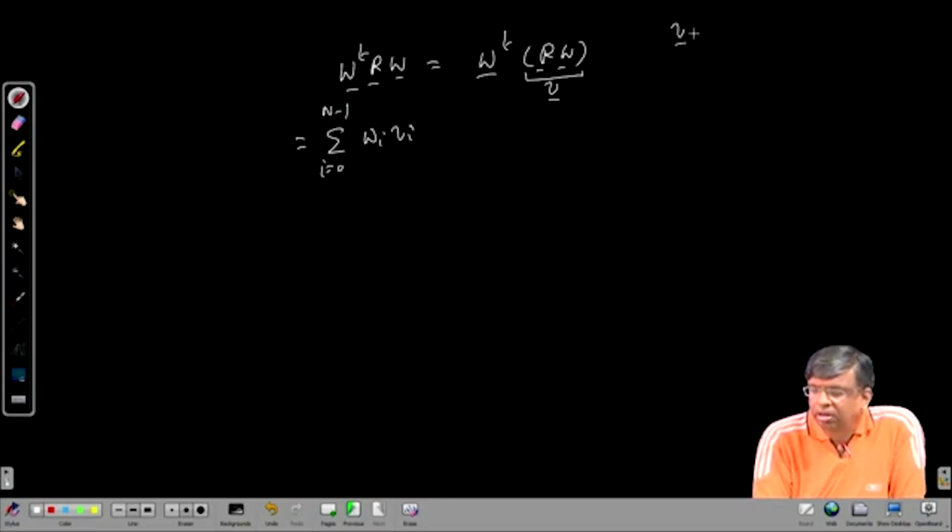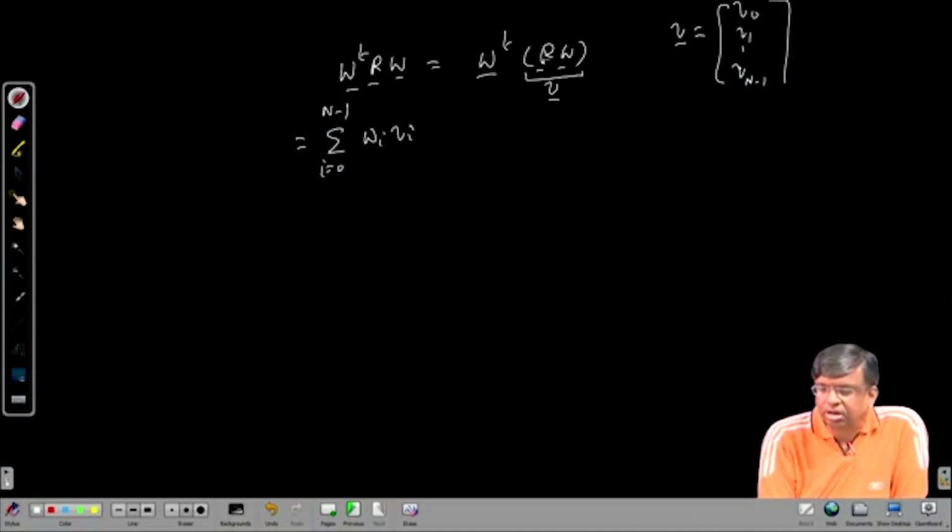Okay. V is all the terms are indexed like this. V is a column vector in R^n, and this product is W transpose V, row vector times column vector. If you do this multiplication, you will have W0 V0, W1 V1 and so on. This is what you have.